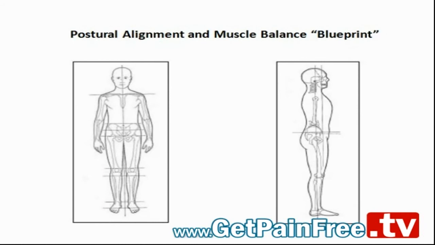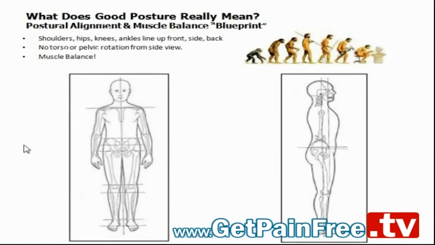Your postural alignment and muscle balance blueprint looks like this. Okay? This is the blueprint we're trying to achieve. It's where your shoulders, hips, and your knees and ankles line up front and from the side. See, your shoulders are level, your hips are level, and you don't have any rotation in your pelvis or your torso from the front or from the side. Your ears over your shoulder, over your hips, over your knees, over your ankles. This is true muscle balance.